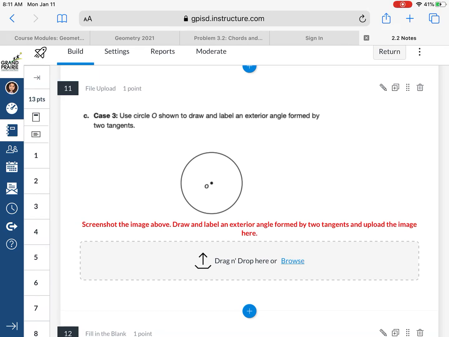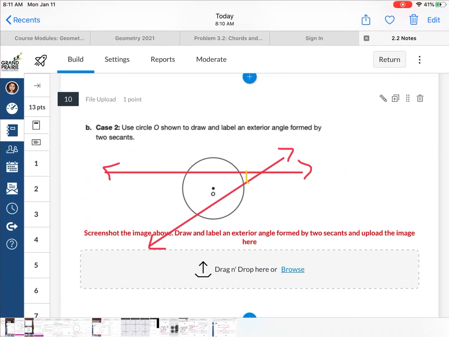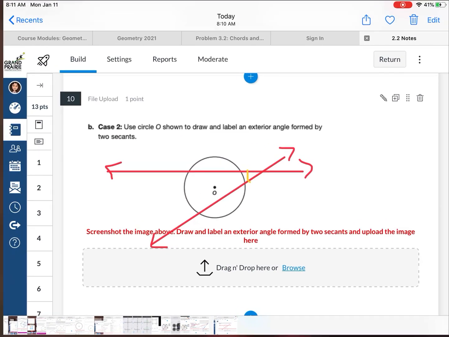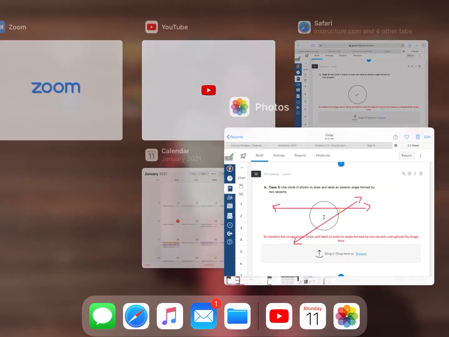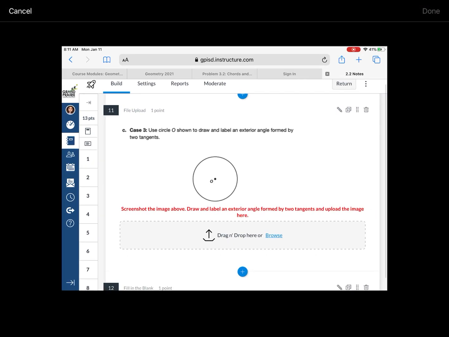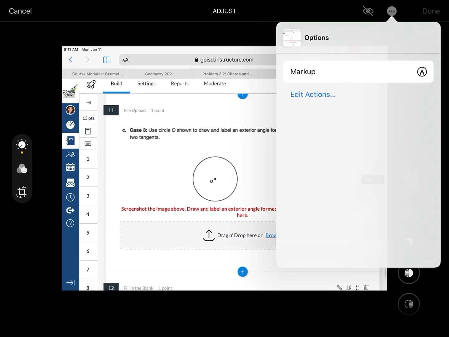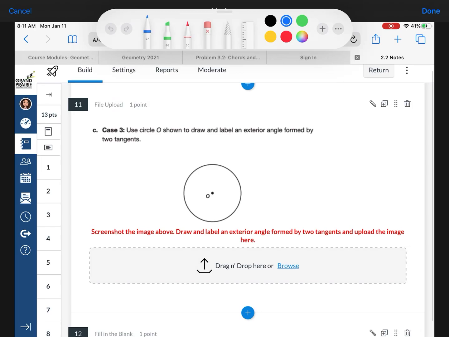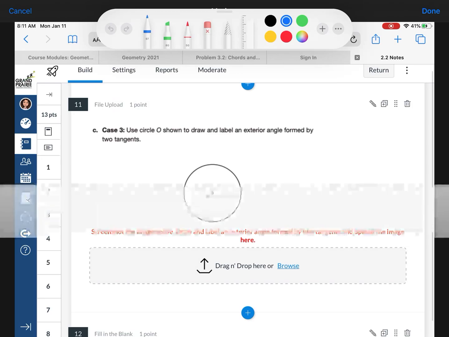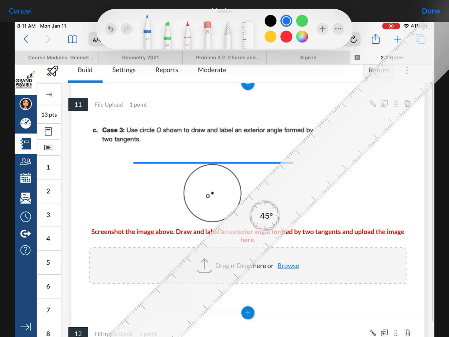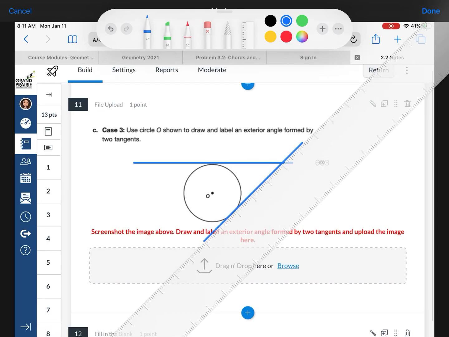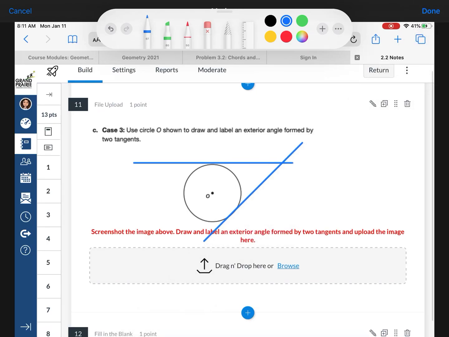Here's our next case. It says we can draw and label an exterior angle formed by two tangents now. So we can have two tangents instead of two secants. So let's take a screenshot. And we're going to draw the two tangents. And remember, tangent lines are lines that touch the circle at just one point. So I'm just going to do the best that I can here to illustrate that. So those are two tangents.